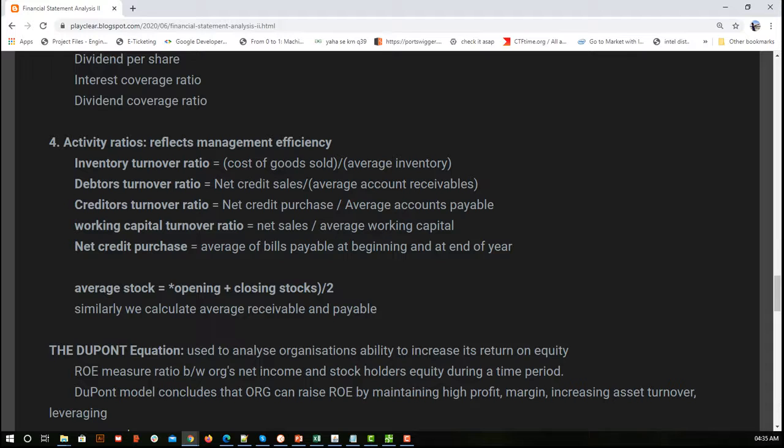Now the creditors turnover ratio is exactly opposite. It says how much you purchased on credit, divided by average accounts payable. For sure, we know that the higher the debtors turnover ratio, the better it is. The higher the creditors turnover ratio, the worse it is. Here we are trying to interpret how frequently the company is paying its liabilities, because it is not a positive impact on the organization if it is paying again and again very frequently. That shows how large its current liability is.